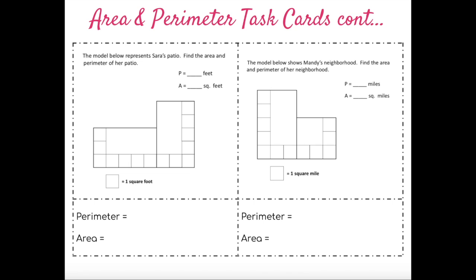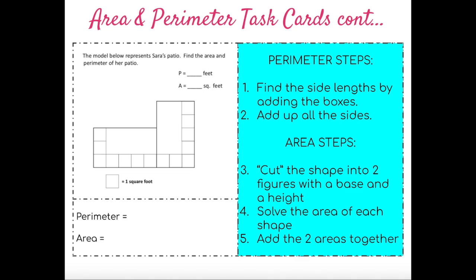Your final example of the day starts with a figure with no written lengths or widths. So in order to find the perimeter, you need to find the side lengths by adding up the boxes. I'd start on this right side here. You have 1, 2, 3, 4, 5 boxes. So my 5 feet on the right. Then my next side, this bottom edge, would be 8 because there are 8 boxes. Then 3.